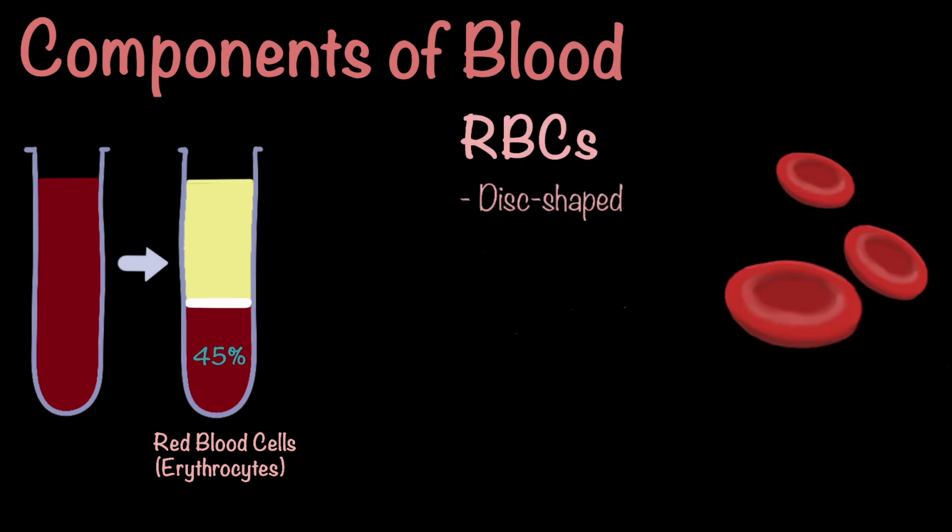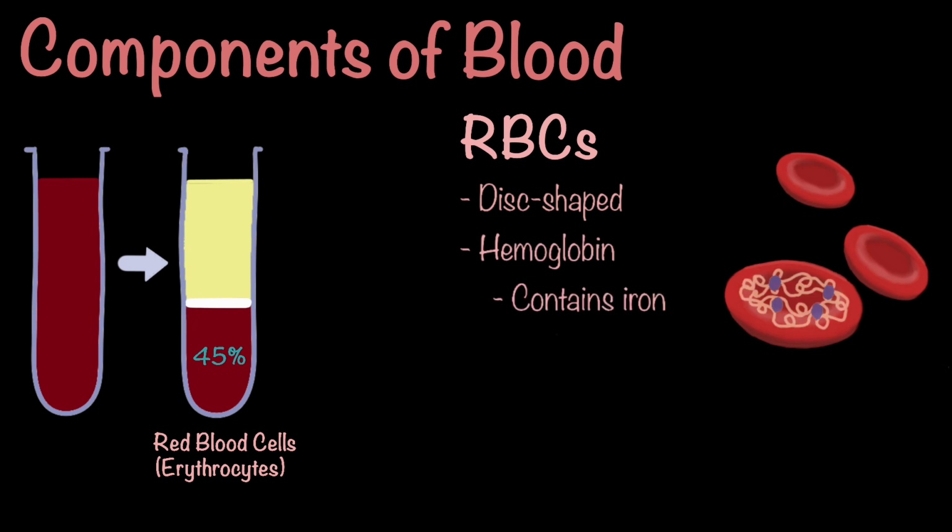These cells are disc-shaped and are equipped with a protein called hemoglobin, which contains iron. Hemoglobin is responsible for the characteristic red hue of blood, and its role is to bind to oxygen in the lungs and transport it to the tissues throughout the body.